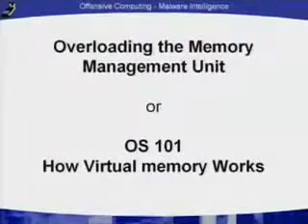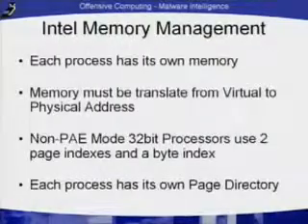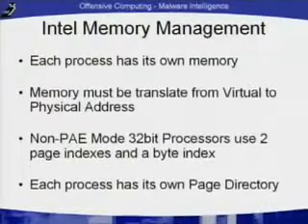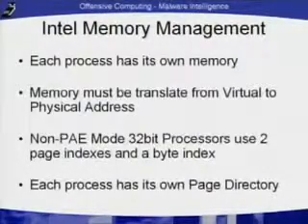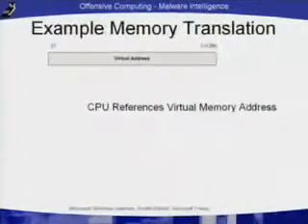So we looked at the memory management unit of the Intel processors, and we'll just go over a quick OS 101 for how virtual memory works. In Intel memory, each process has its own memory, and you must translate that address from a virtual address to a physical address, or the address that's actually on the chip of RAM. For this, we're using non-physical address extension mode and 32-bit processors. So this is a two-level page index and then a byte index into the actual page. And again, each process has its own page directory.